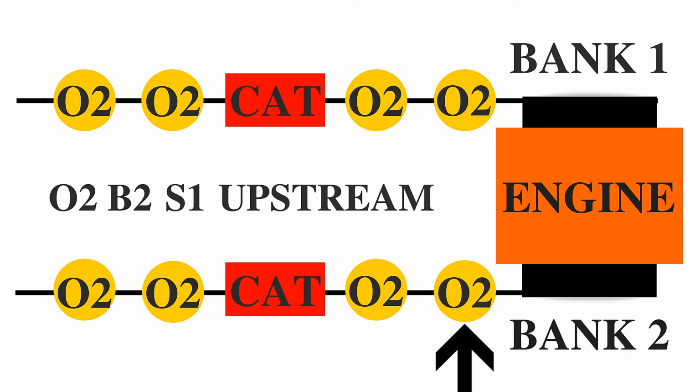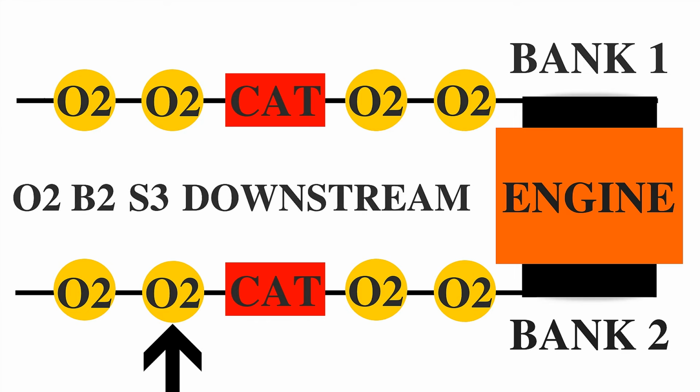Oxygen sensor Bank 2, sensor 1 upstream. Oxygen sensor Bank 2, sensor 2 upstream. Oxygen sensor Bank 2, sensor 3 downstream. Oxygen sensor Bank 2, sensor 4 downstream.